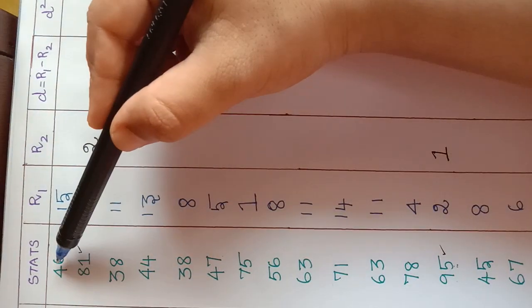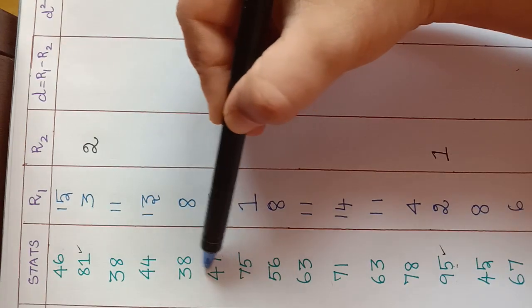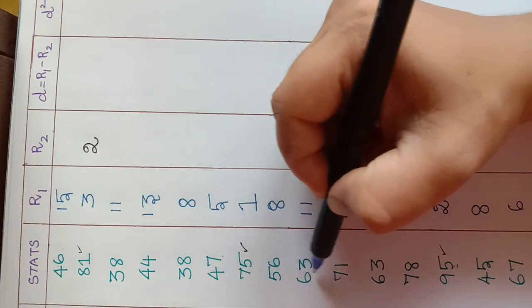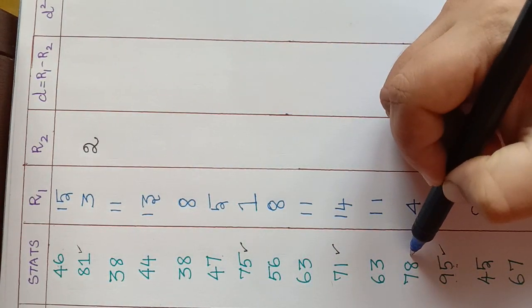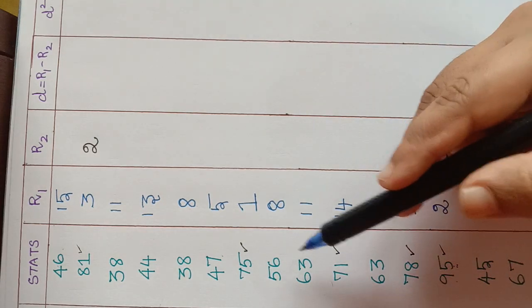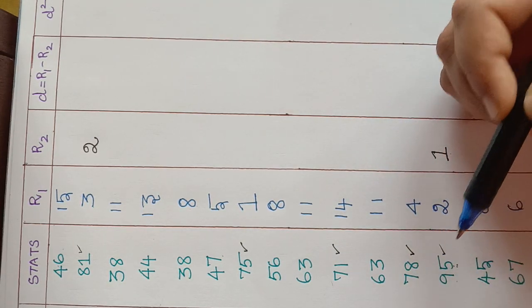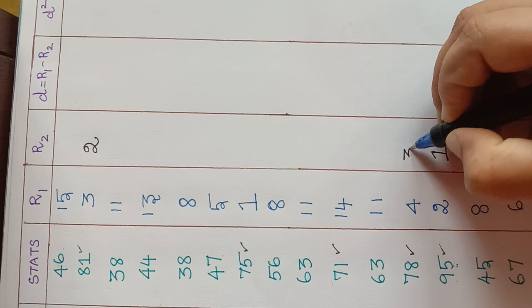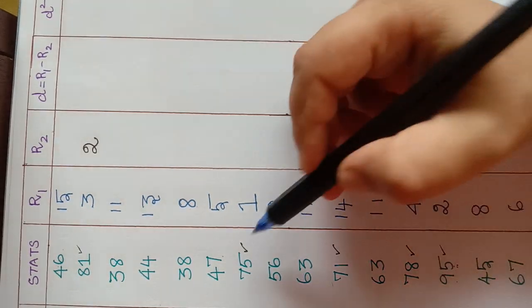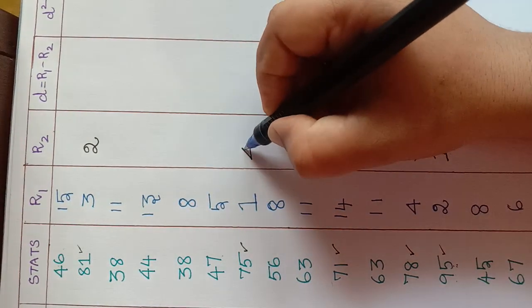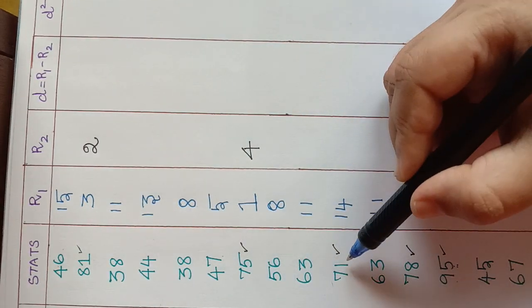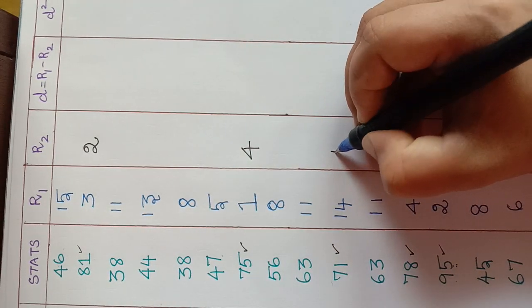Now next in 70s we shall check. So in 70s, if you check, we have a 75 here, 71 here, 78 here. So out of the three, this 78 is the highest. So it will be getting rank 3. So after 78, we have 75, which gets the rank 4. And after 75, we have 71, which gets the rank 5.